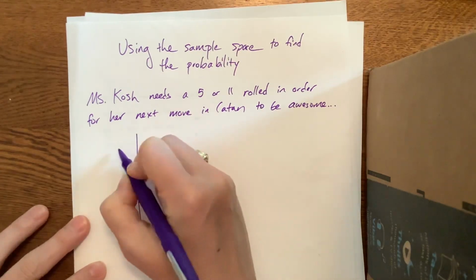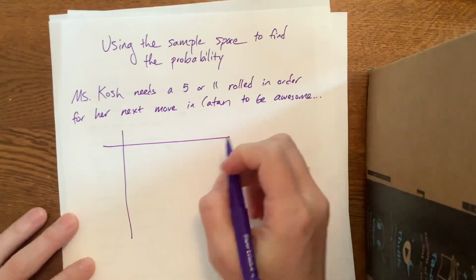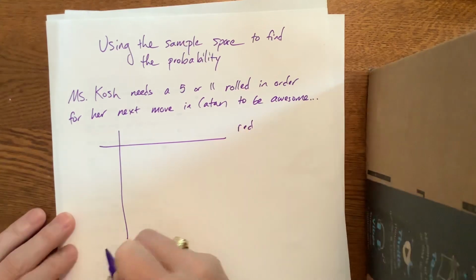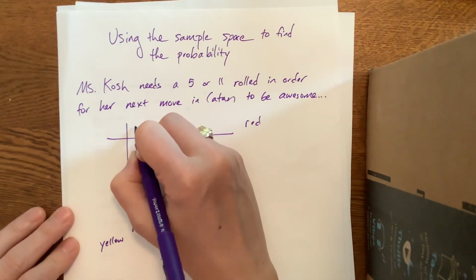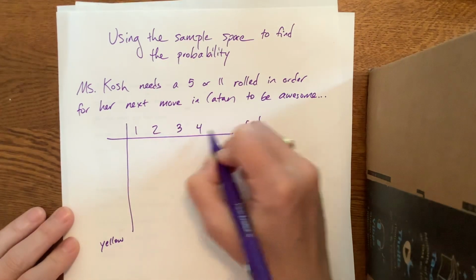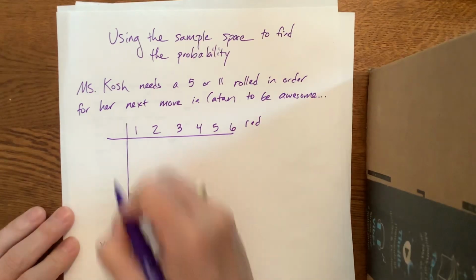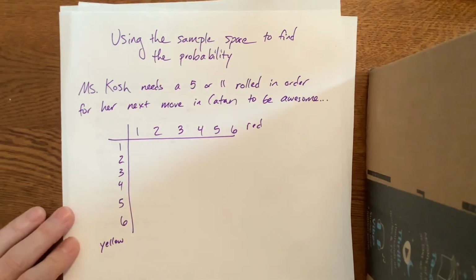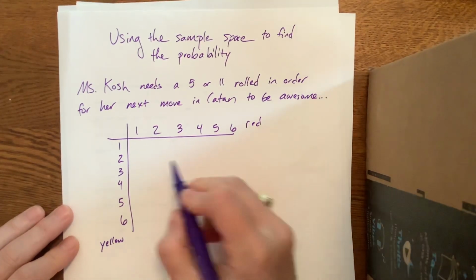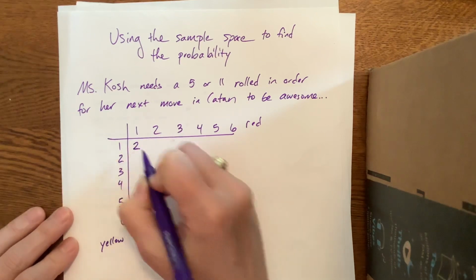In Catan, you technically have a red dice and a yellow dice, but the color doesn't really matter. The red dice could have a 1, 2, 3, 4, 5, or 6, and the yellow could have a 1, 2, 3, 4, 5, or 6. So you're rolling these two dice. The smallest number that you can possibly get is 1 plus 1, which is 2.